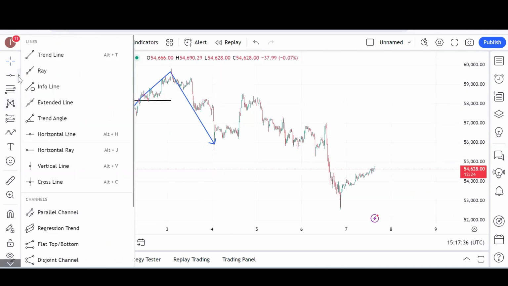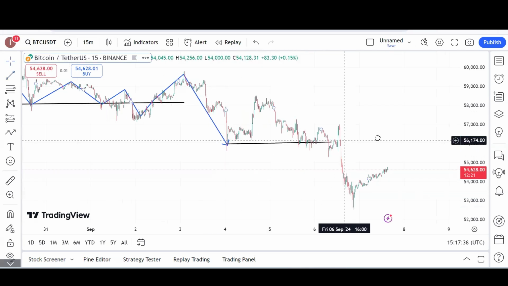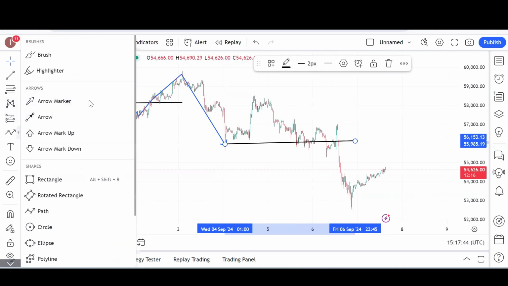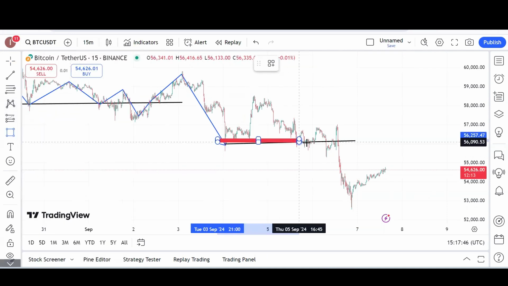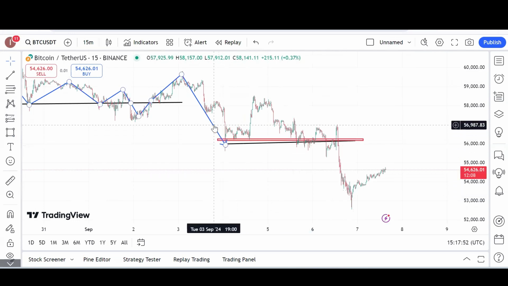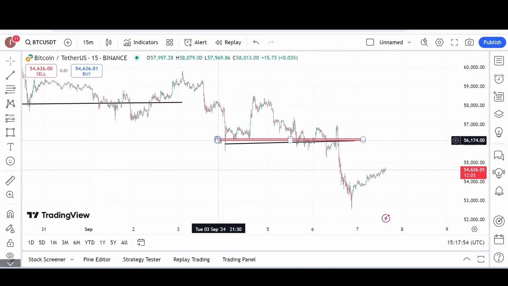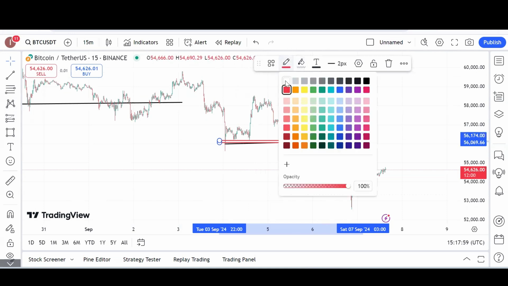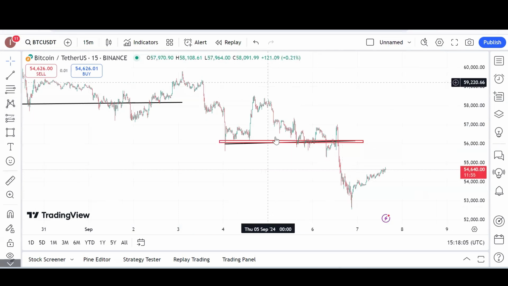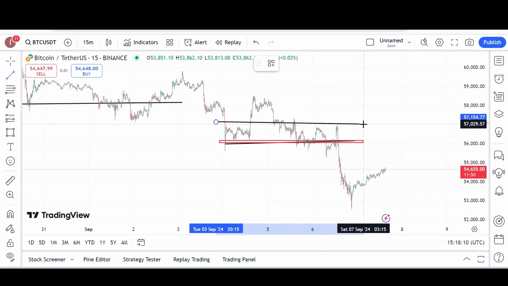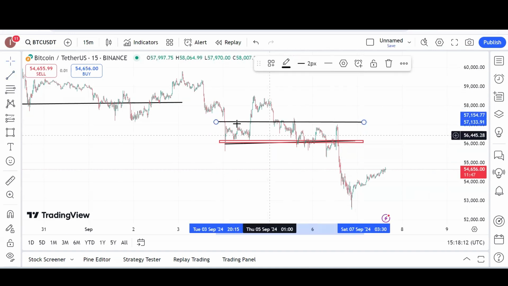I will show you this is a strong support. You can easily draw it here. As you can see on the chart, this is the price movement, this is the support and resistance.